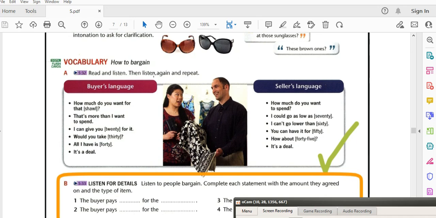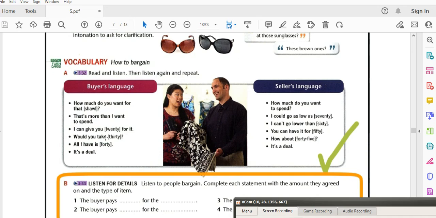Buyer's language. How much do you want for that shawl? That's more than I want to spend. I can give you 20 for it. Would you take 30? All I have is 40. It's a deal.